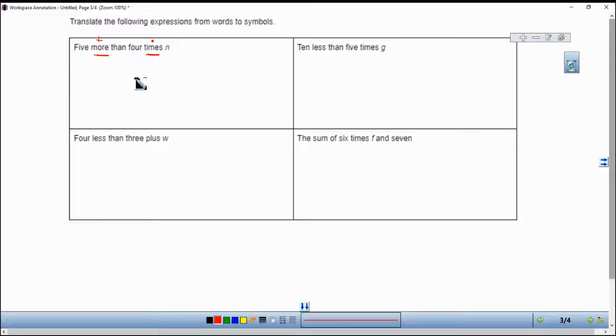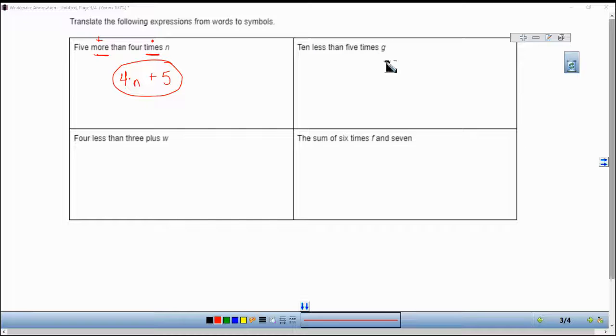Well, I like to start with the variable usually. So I have n here. So we need 4 times n. And how do I show 5 more than that? We'll add on 5. And that's it. So the key thing, I like to start with the variable and then work my way up from there. That's, I think, probably the best method to use to get the answer here.